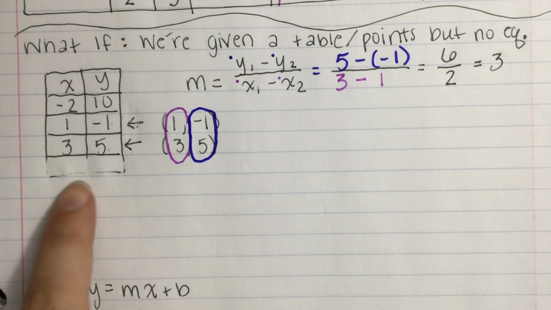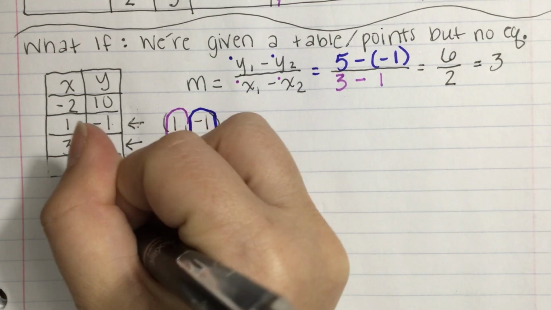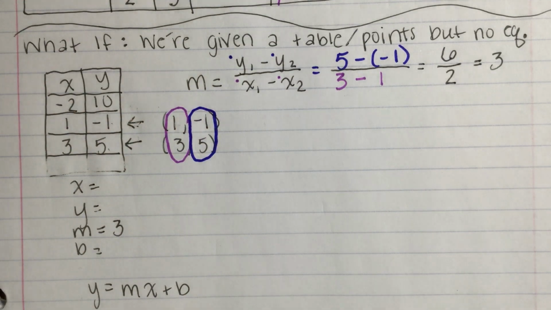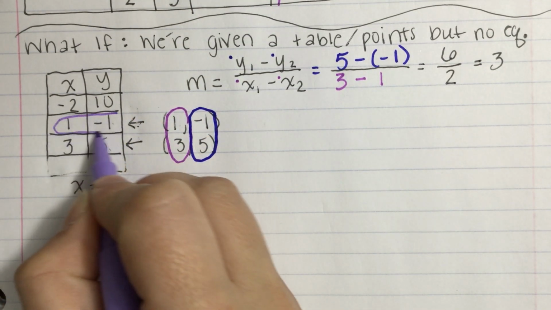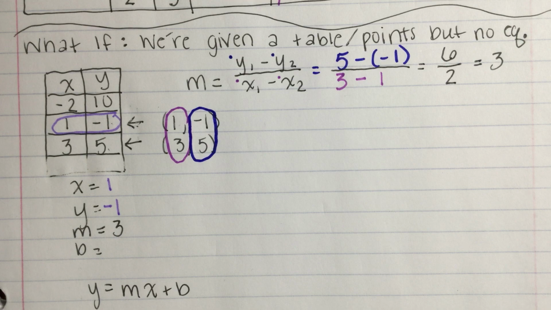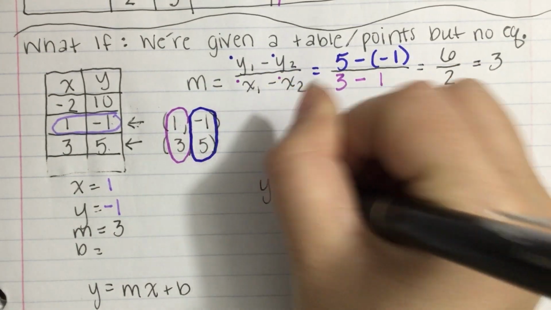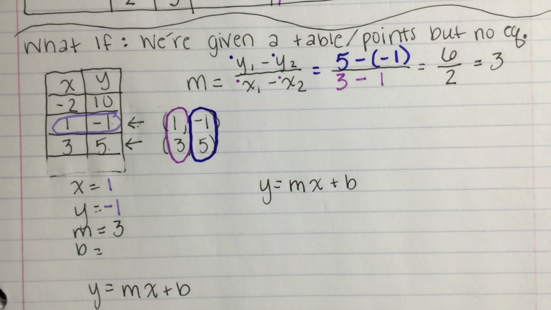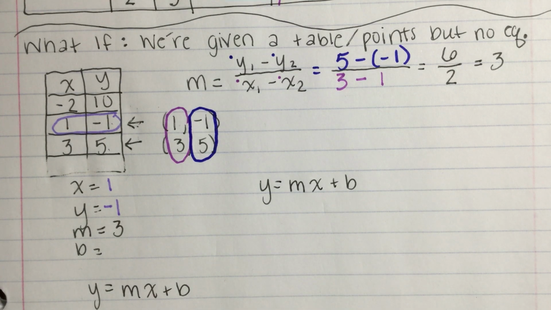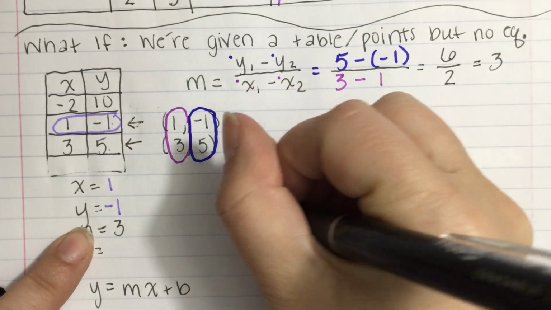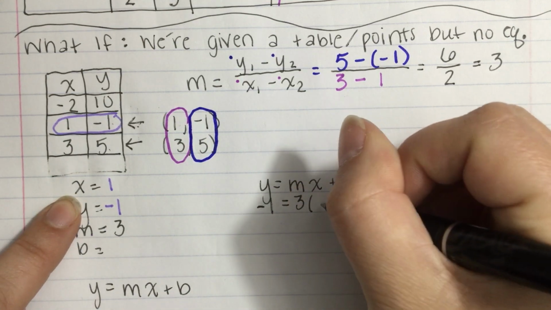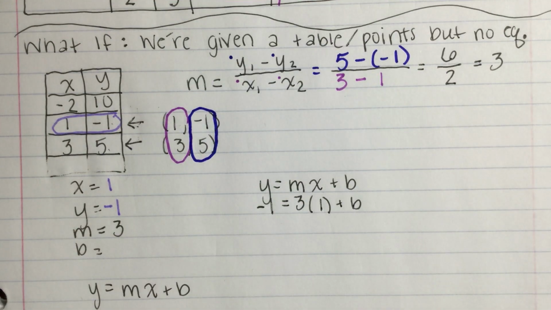So if we come back over here to our defined variables, we can now define m. We don't know b yet, but we have 3 options to choose from for x and y. So personally, I like working with ones because they're easy, so I'm going to choose 1 and -1. So if we have y equals mx plus b, all right, we now know 3 of our variables in here. There's only 1 missing, so we're going to fill in what we know. So y is -1, m is 3, x is 1, and we don't know b. Our goal is to figure out b.